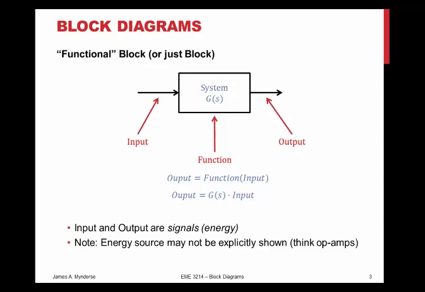Also, think about your op-amps. Just like we did in Lab 1, when we built an inverting or a non-inverting amplifier, we had a signal, V sub in, and we had an output signal, V sub out. But nowhere in there did we draw the power. The power doesn't show up in here. If there's an energy source, it's not included on the block diagram. All we include are the signals in and the signals out.